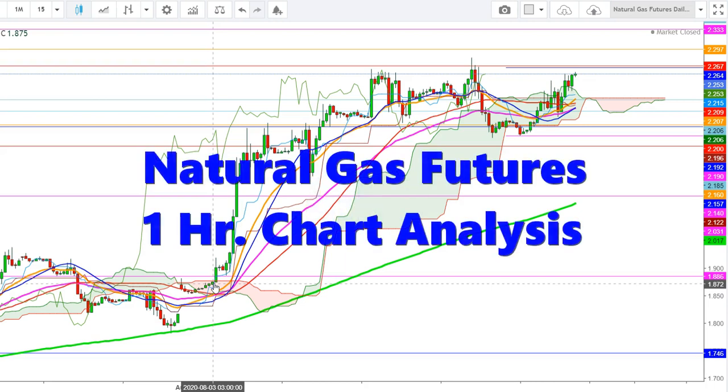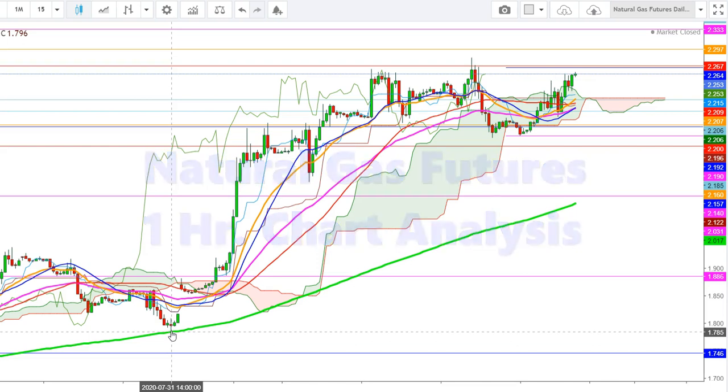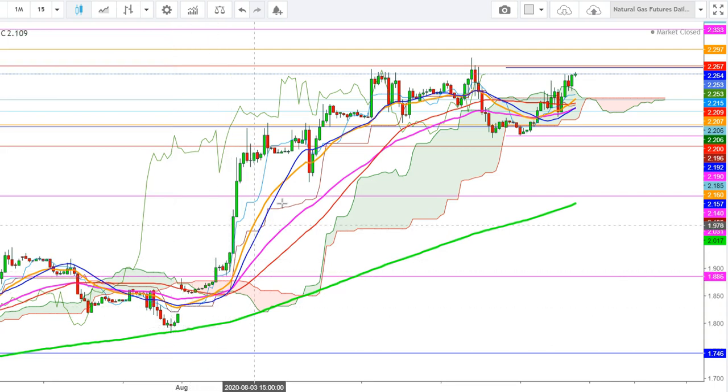Let us start the day to analyze the movements of natural gas futures in 1 hour time frame. So friends, here you can see the natural gas futures found good support on July 31st at the level of $1.785, which they found at the 200 days moving average, and since then the natural gas futures showed a sharp upward move up to the level of $2.266, which they touched on August 5th 2020, and since then here we can see the natural gas futures have been facing stiff resistance at the level of $2.260.